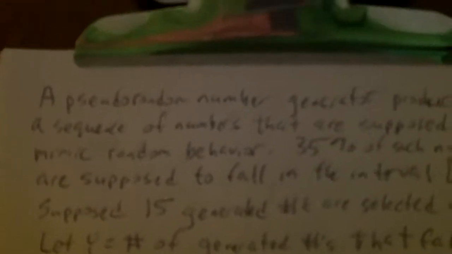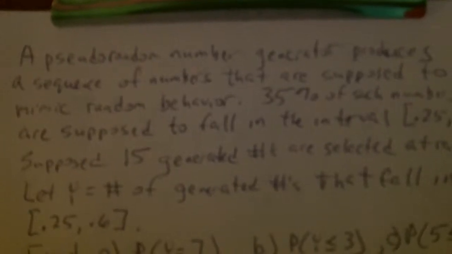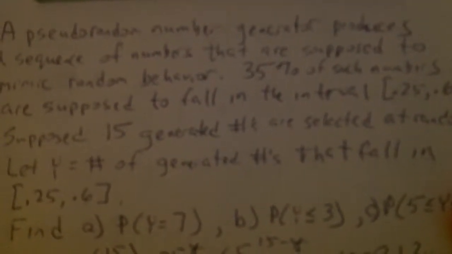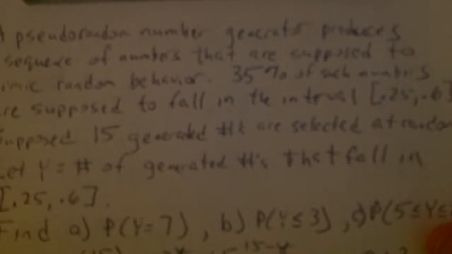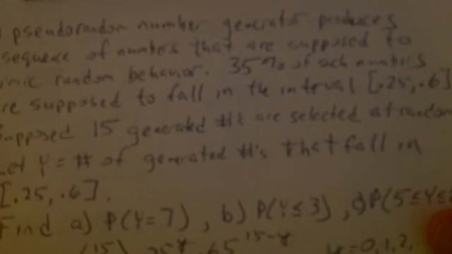Okay, so with that, another example here, hopefully one a little near and dear to your heart. So we're working with a pseudo random number generator here and a little bit of unbalanced zoom. Sorry, I never found my tripod. So anyway, what it's supposed to do is produce a sequence of numbers that are supposed to mimic random behavior. So if we're looking at the interval 0.25 to 0.6, 35% of all of the numbers produced by one of these generators are supposed to fall in that interval.